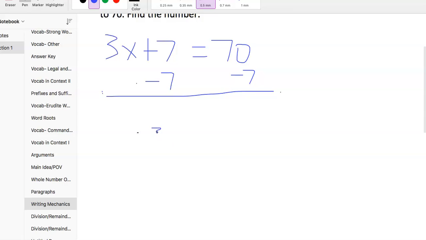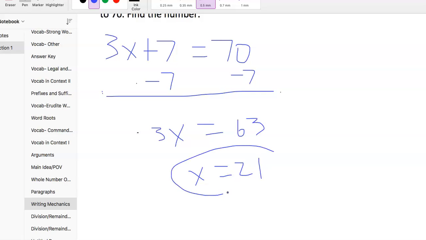Now we would have 3x, 70 minus 7 is 63. Divide each side by 3. And 63 divided by 3 is 21. And then that's our answer.